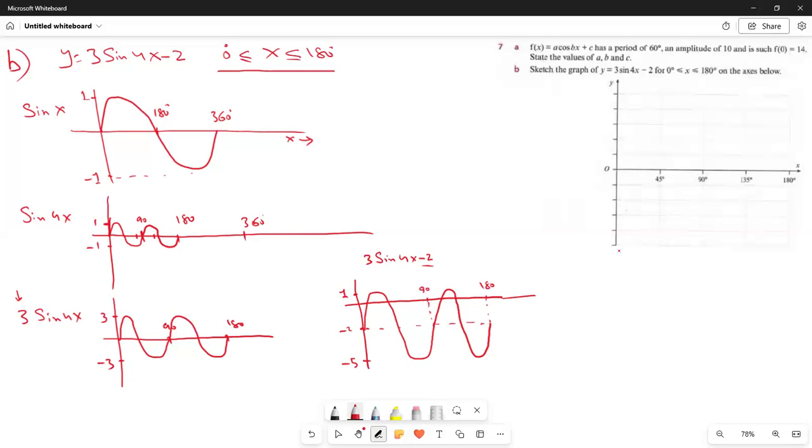Okay, let me make a sketch over here. So this is minus 2, and this is my mean value, and this is 1, and minus 3, 4, 5. This is minus 5. Okay, so I have to complete 1 cycle up till here. So I will go from here to here and here, and minus 5 and back to 90.